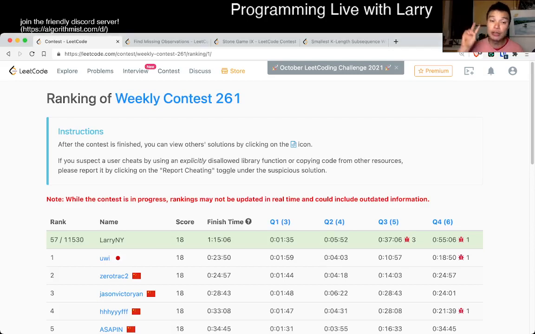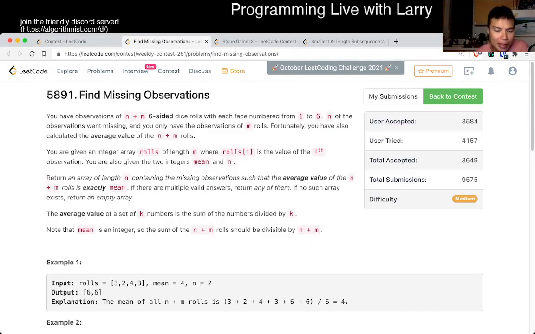This is me going over Q2 of the weekly contest 261, Find Missing Observations. I did this one in about 4 minutes, but I think it was pretty okay. Looking back, it's a little bit slower on my end, but you should measure yourself by your average, right? This is not that bad. It's not that hard, but it's about thinking about all the edge cases and so forth.